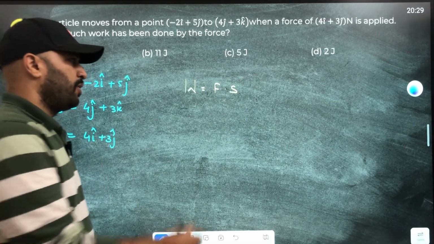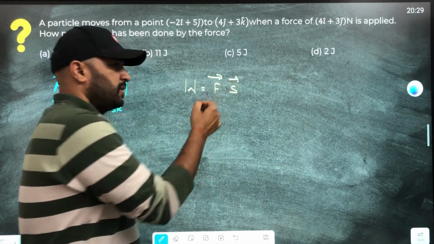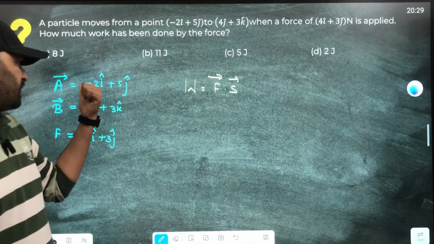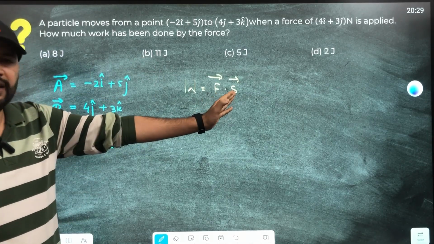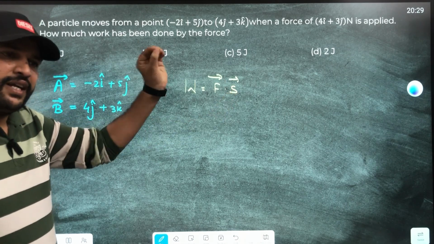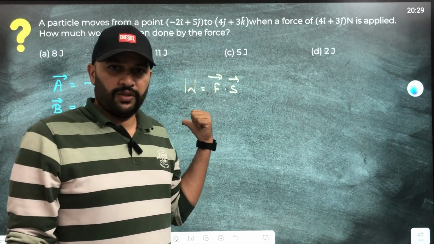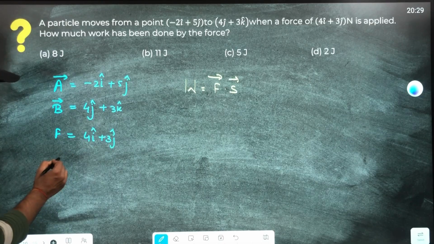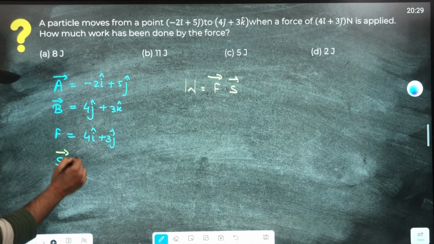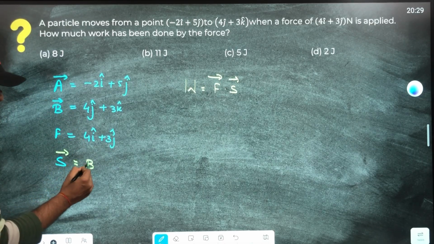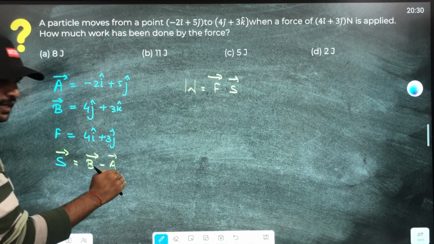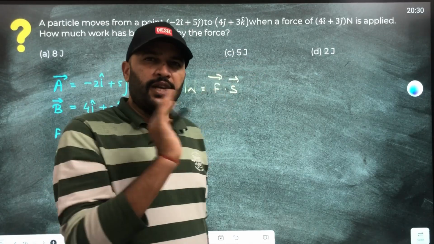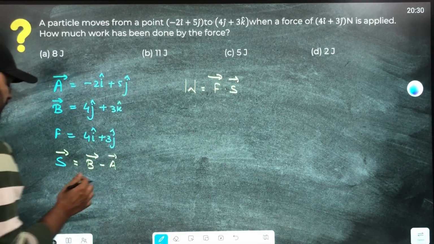Now many students who have not done practice, they do remember this formula, but they get confused: sir, should we take A or should we take B? See, clearly it is given that this is displacement, right? So if you are finding displacement, you have to subtract both, because then only you will get the displacement vector. So displacement vector is nothing but final position minus the initial position, B minus A. Be very careful. When you are going from A to B, it will be B minus A. When you are going from B to A, it will be A minus B. So straight away we will apply that concept.